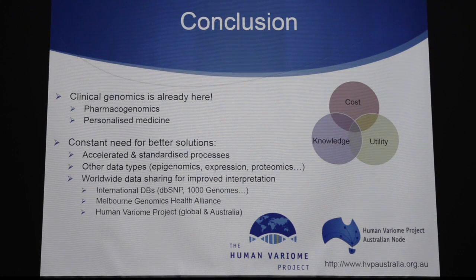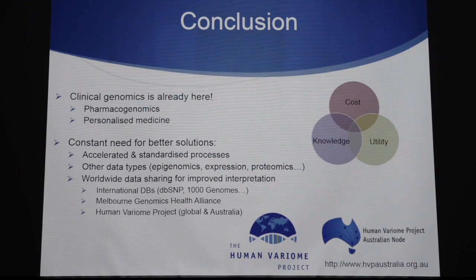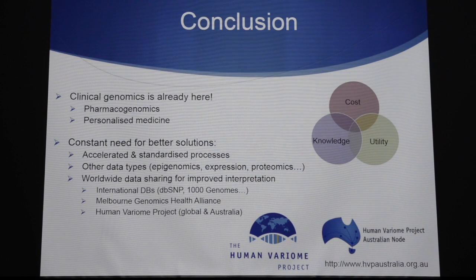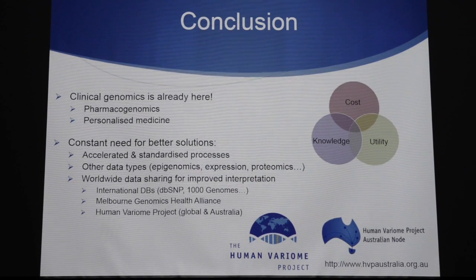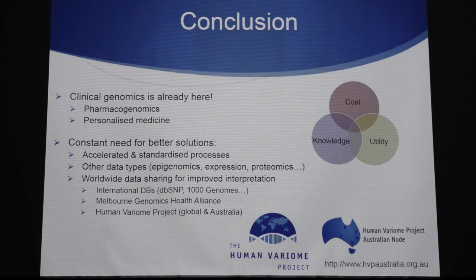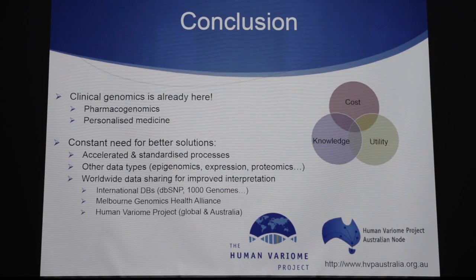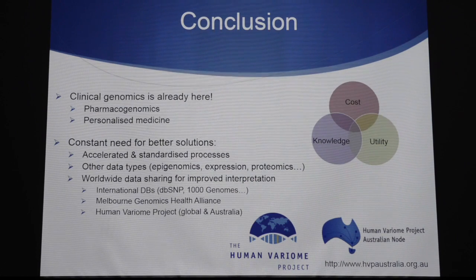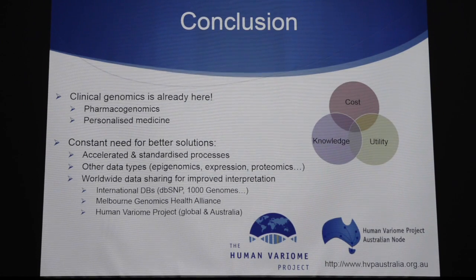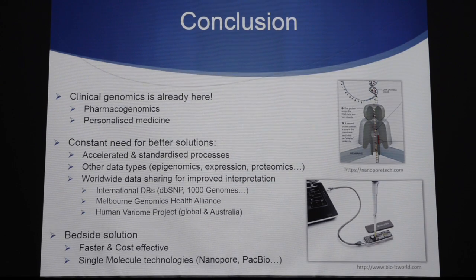To conclude, clinical genomics is already here. It's not a thing of the future anymore. However, there are still many challenges that need to be addressed, in particular the need for automated processes and worldwide data sharing through international databases and local initiatives, such as the Melbourne Genomics Health Alliance and the Human Biome Project.